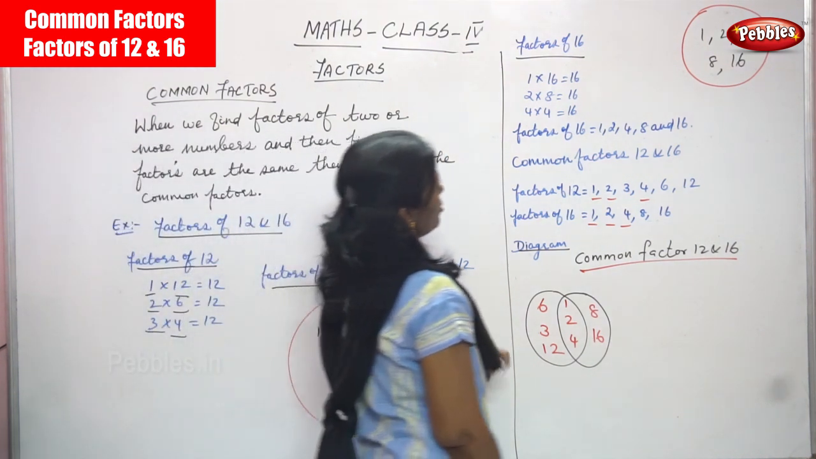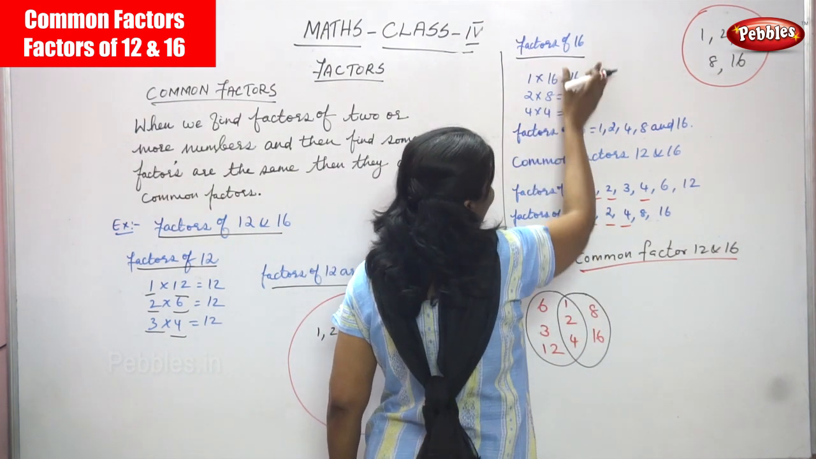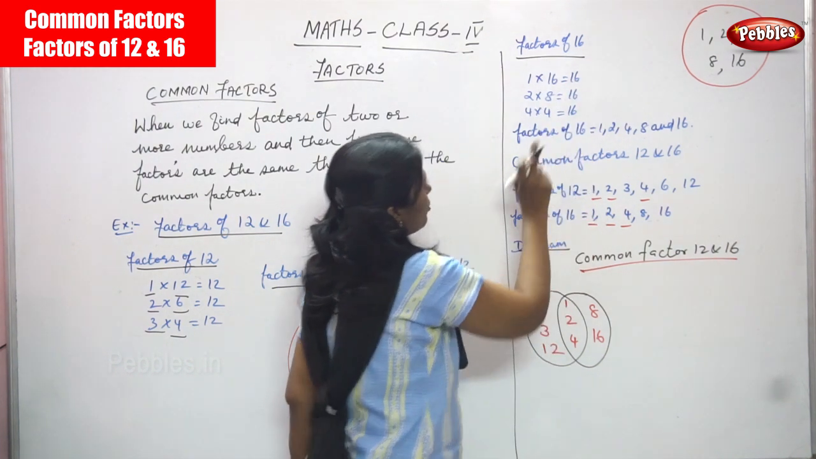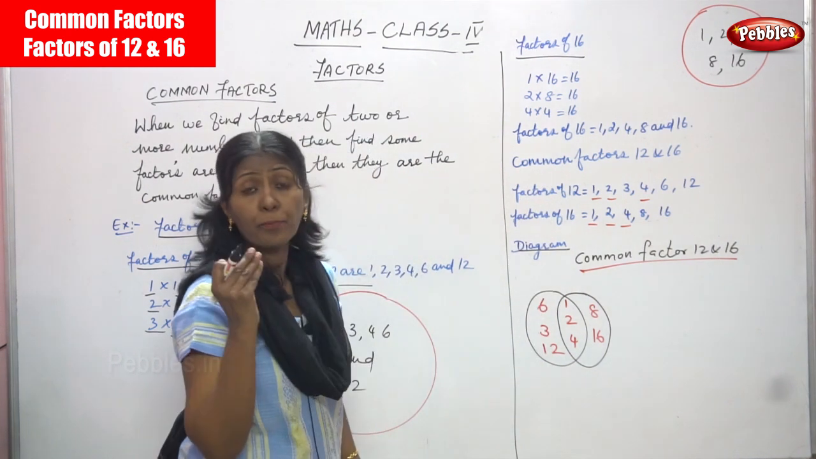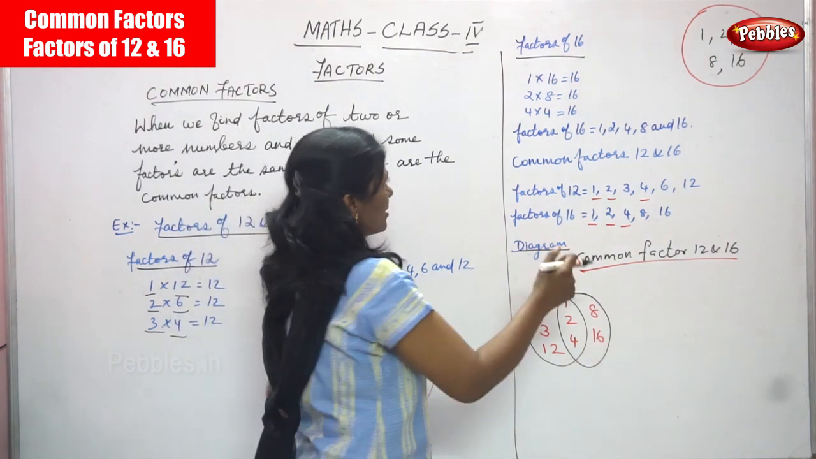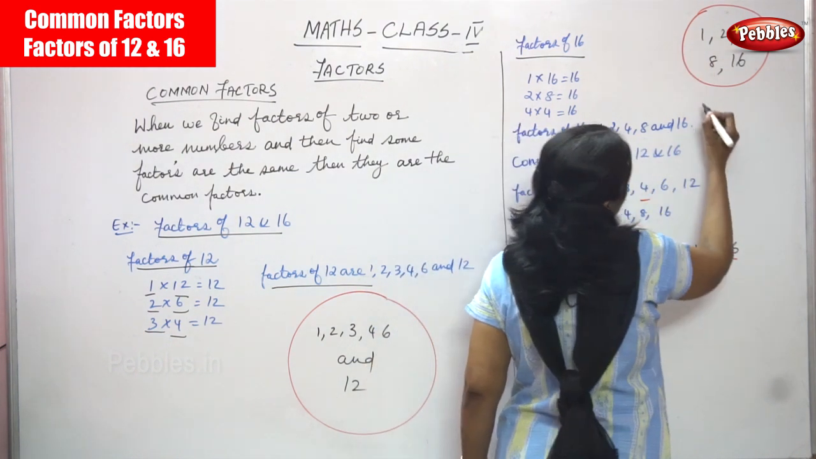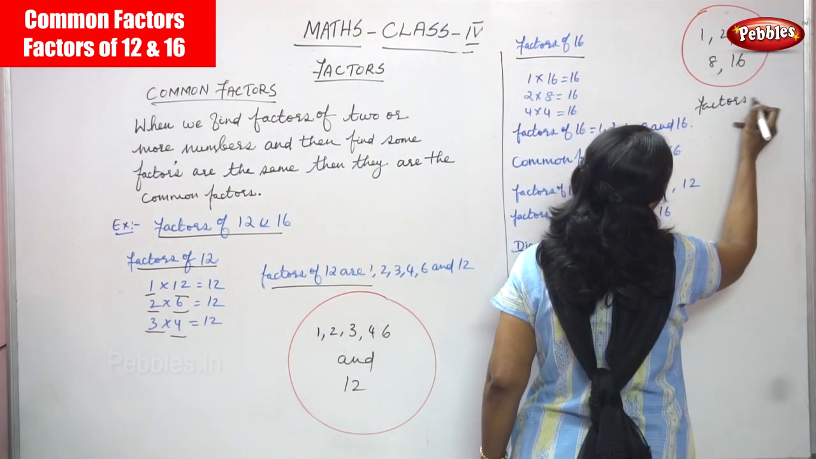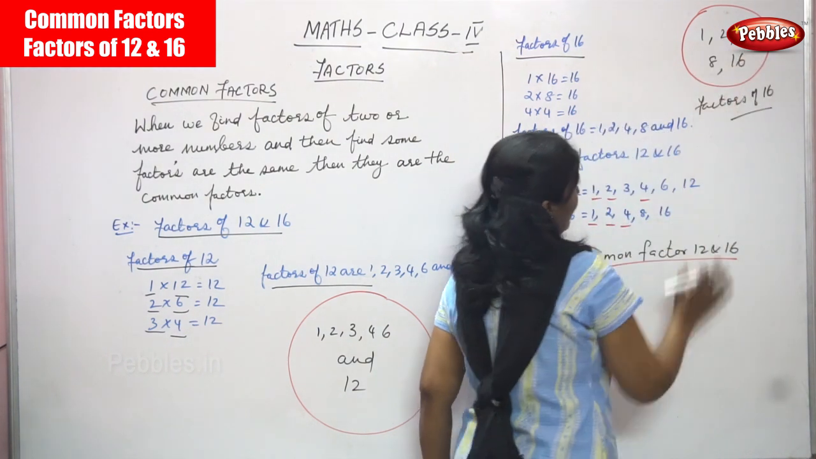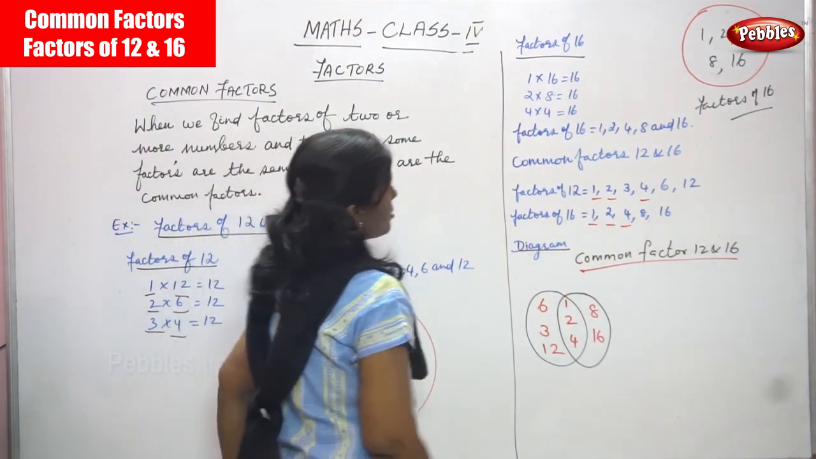Now I am going to move on to the factors of 16. 1 into 16, 2 into 8, 4 into 4 each give 16. I am using the multiplication method. These are the maximum possible factors of 16. So the factors of 16 are 1, 2, 4, 8 and 16. This diagram shows the factors of 16. I have drawn this in the diagram. So factors of 12.